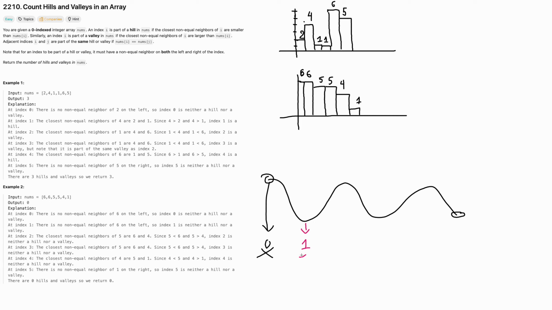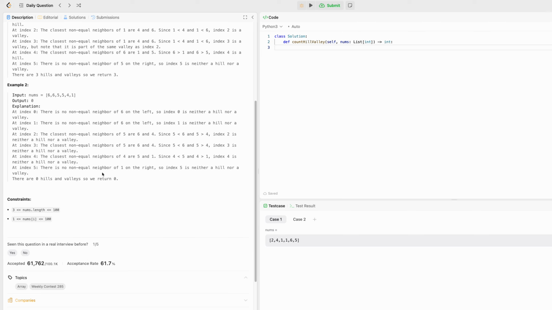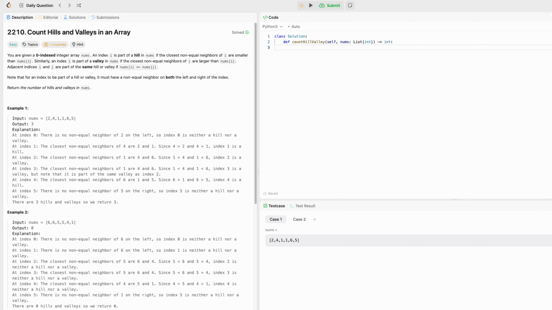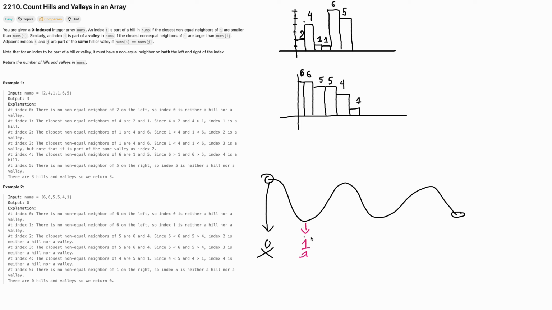We start from here because the problem gives us the information that for any array, the length of the array is at least 3. So it means that we always have at least 3 elements, so we can always iterate at least once.